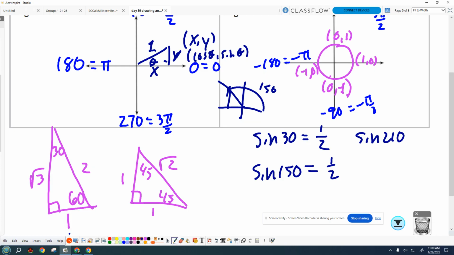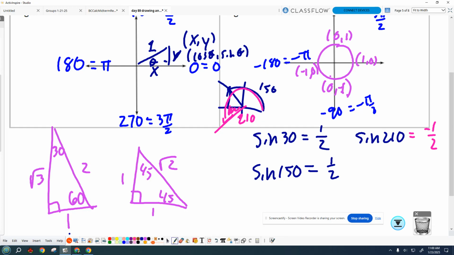Okay, sine of 210. 210 takes me here. What's the reference angle? Trey, what's the reference angle if this is 210? 30. So sine of 210 is going to be 1/2. Is it going to be positive or negative? Negative, because the y value is negative. So knowing these two triangles and reference angles gets you the whole unit circle.